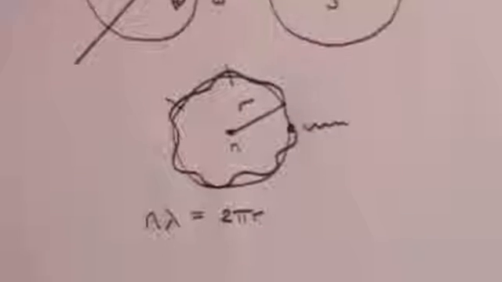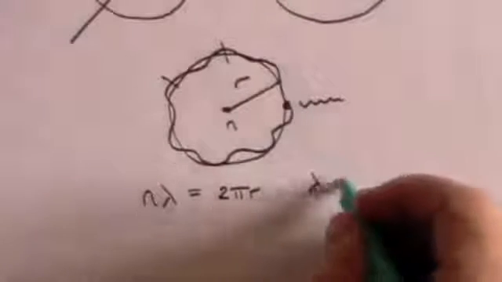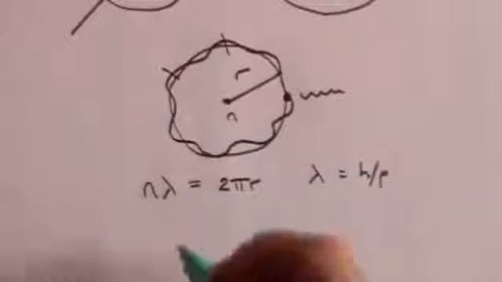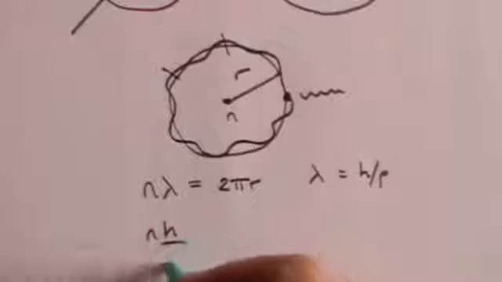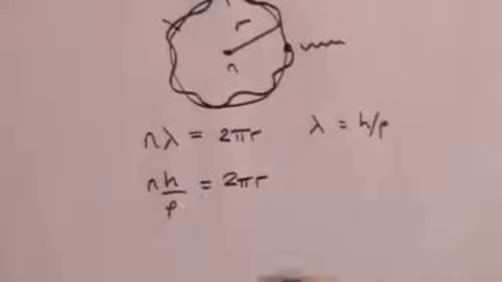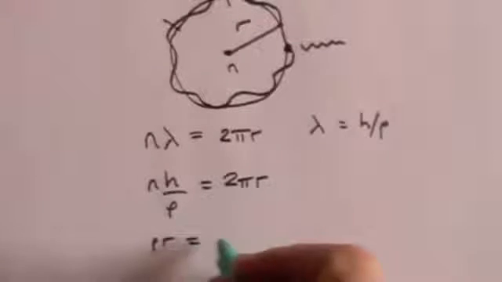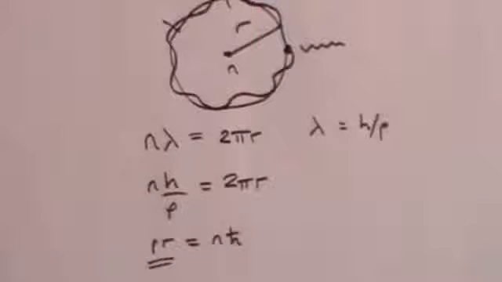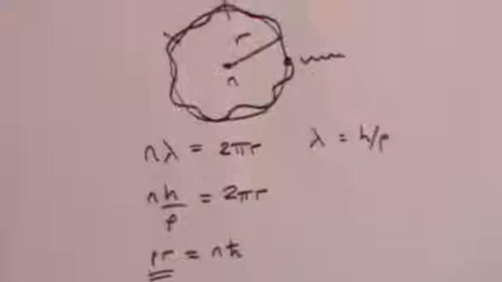And then we remember the de Broglie formula that lambda equals h over p. And so we put lambda into here, and we've now got that nh over p is equal to 2 pi r. And from that you can see that pr is equal to n h bar, where h bar is h over 2 pi. And pr is classically what we call angular momentum. It is the orbital momentum or the linear momentum times the radius.